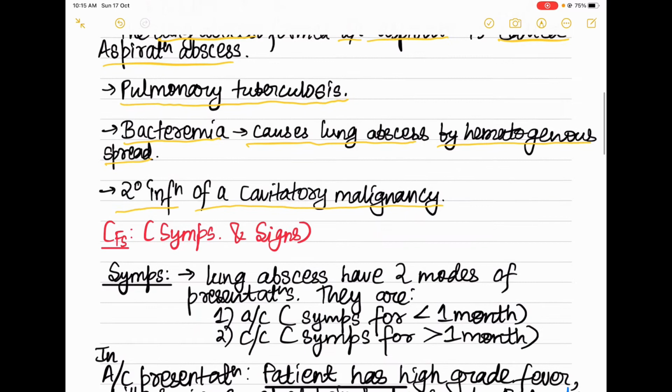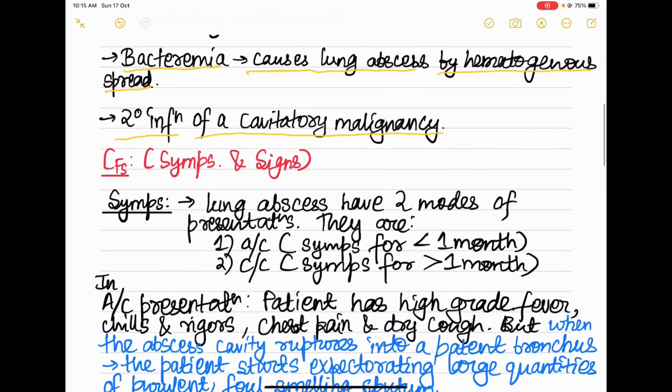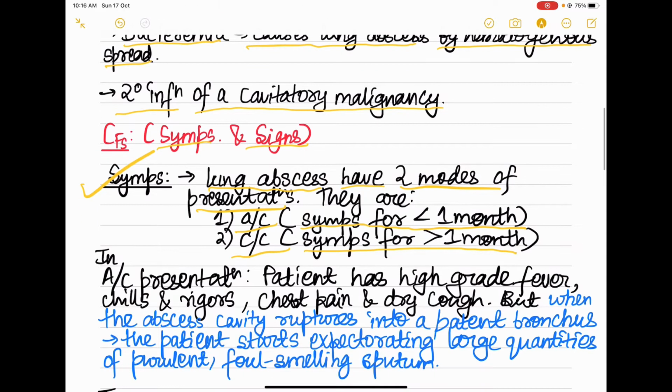Coming to the clinical features of lung abscess, it includes symptoms and signs. So first is symptoms. Lung abscess basically has two modes of presentation, that is acute and chronic. Acute means symptoms will be present for less than 1 month, and chronic means symptoms will be present for more than 1 month. So in acute presentation, the patient presents with high grade fever, chills and rigors, chest pain and dry cough.